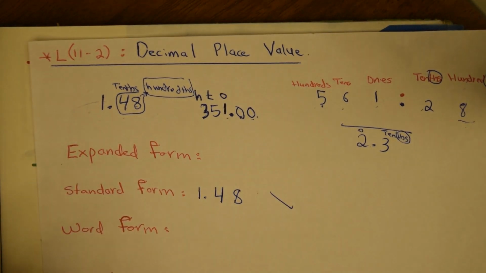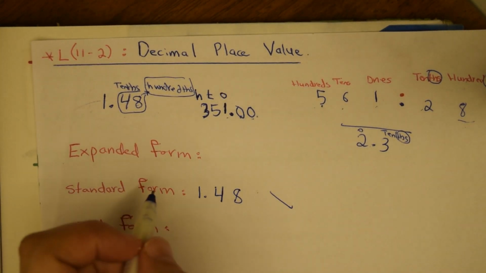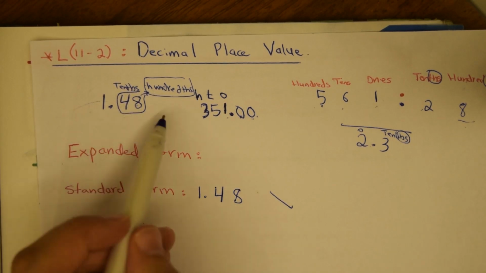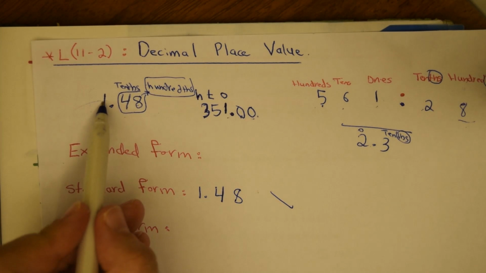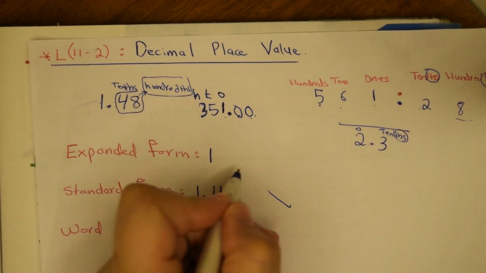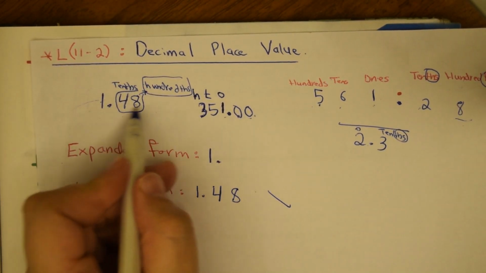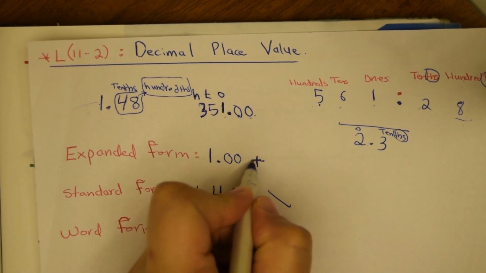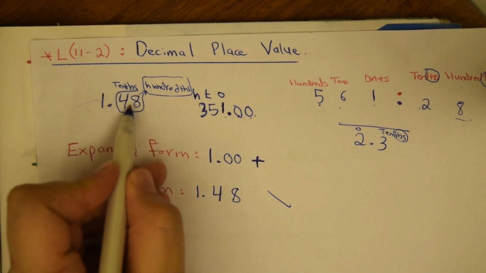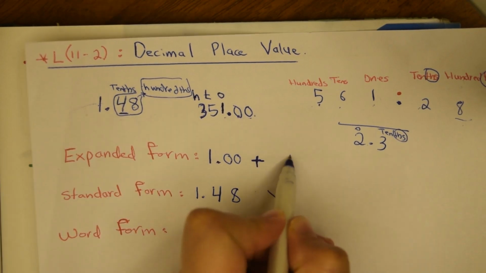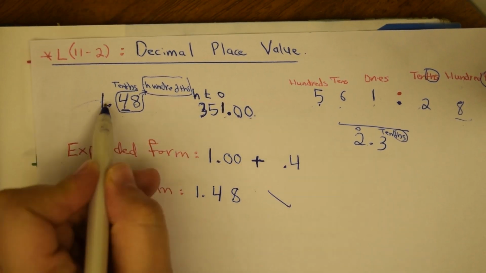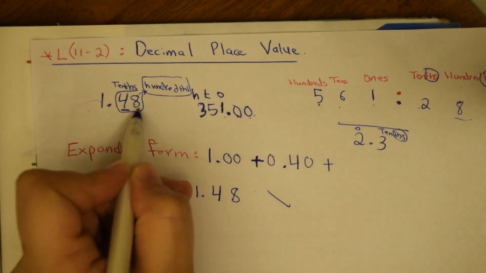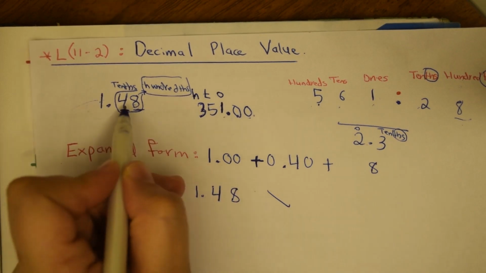Just write the same number. Now what's the expanded form? You will add the values of the numbers in all places. So what's the value? I will take the 1 here, and I will take the point, and I will put all the other numbers zeros. Then I will add. Now for the 4, I will put the 4 and the point here. I will put 0 for the 1 and 0 for the 8. Plus now for the 8, I will put the 8, then 0.0.